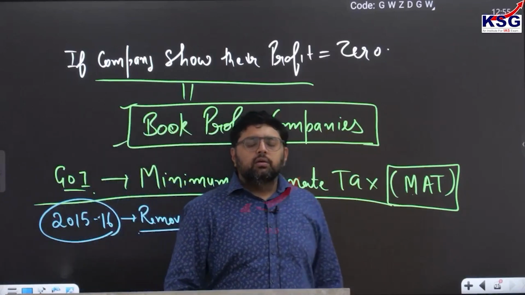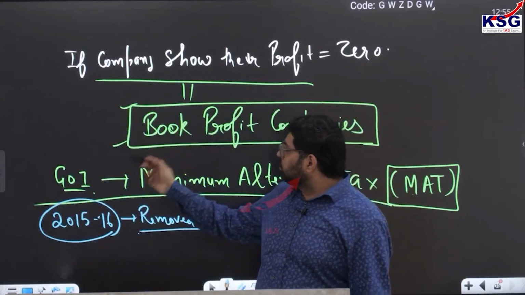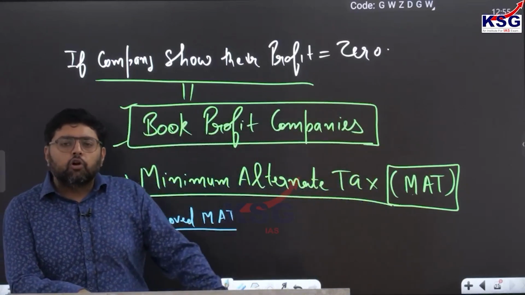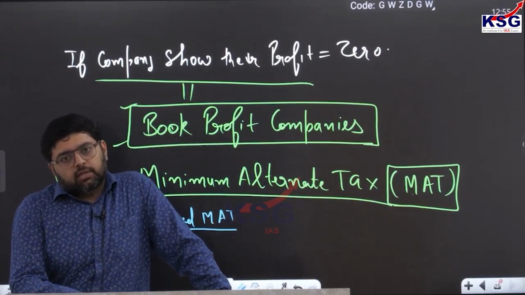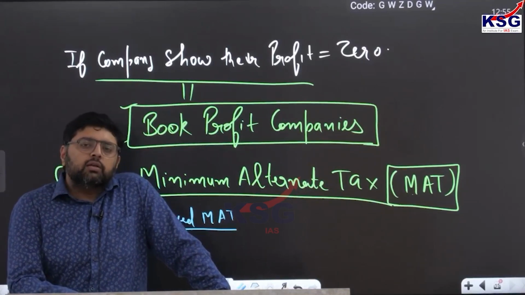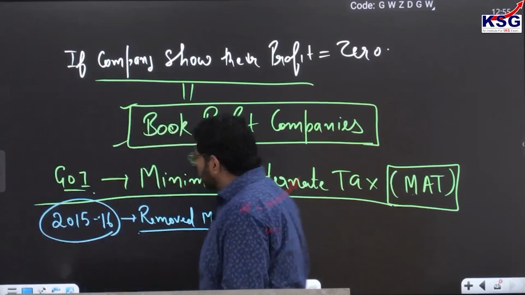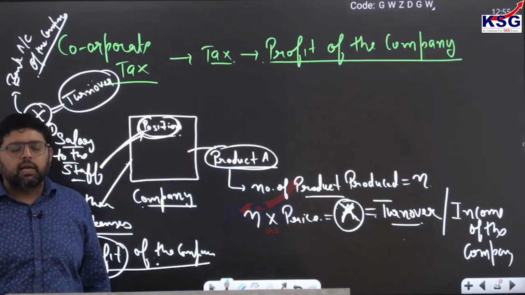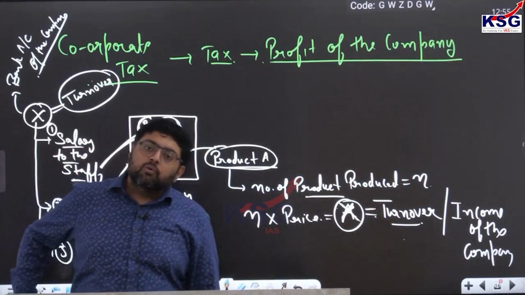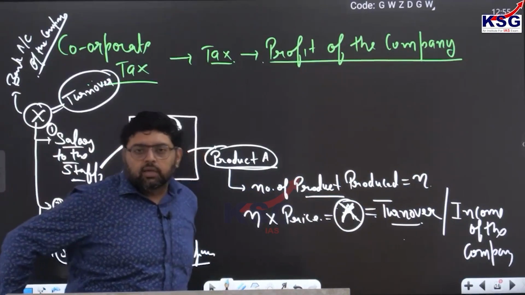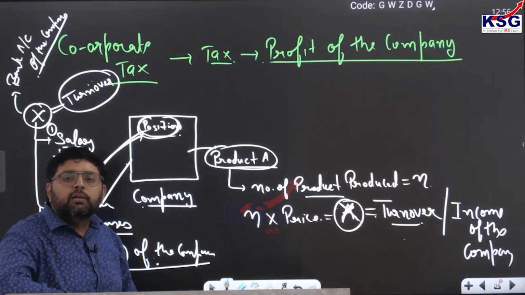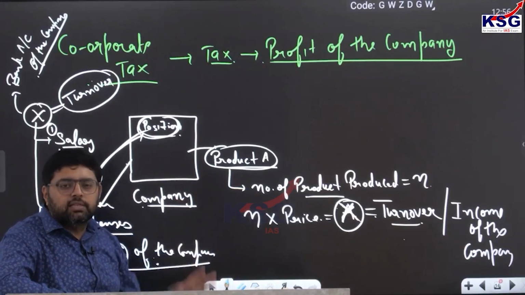Now the question comes, why do companies show 0 profit? The reason is that earlier corporate tax was more than 30%. Whatever tax you have to pay on profits is known as corporate tax. Then the government imposed cess as well as surcharge over it, so effectively it touches around 37%.